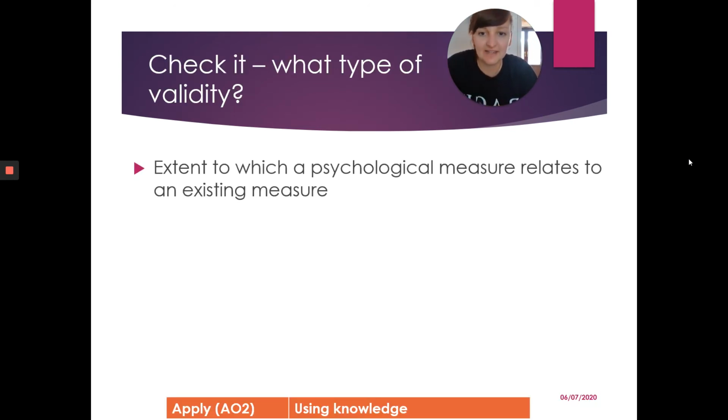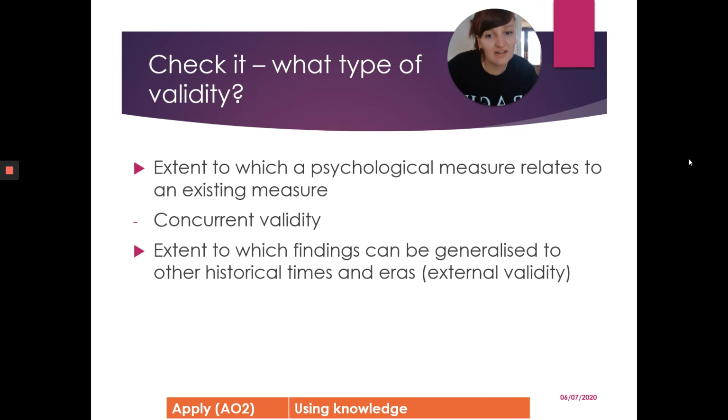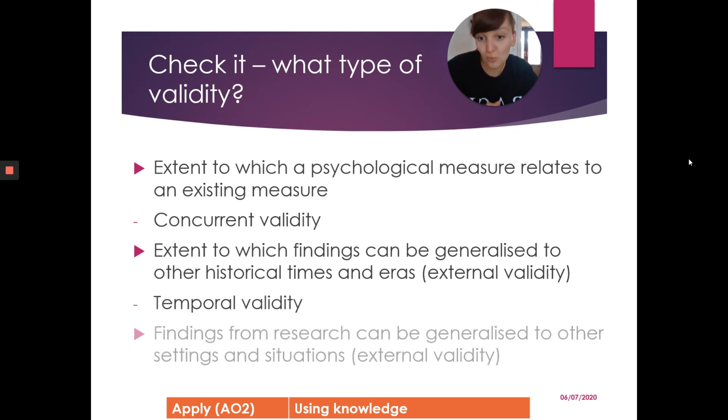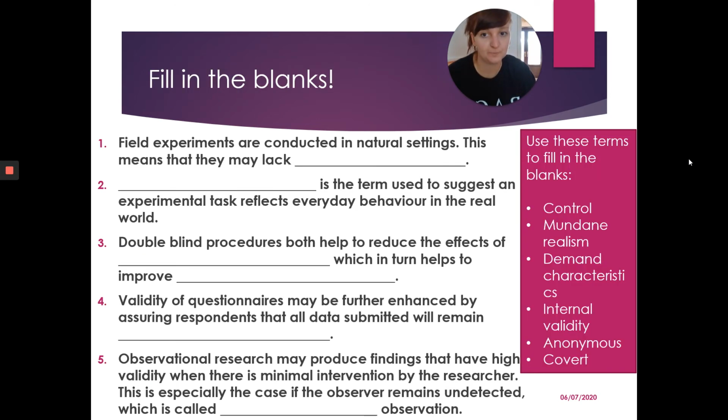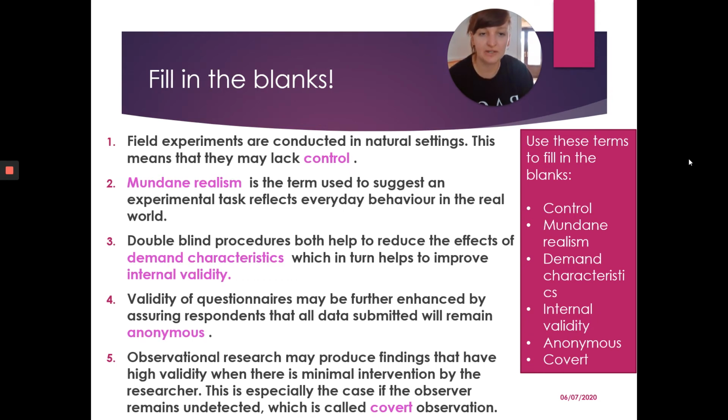So what type of validity is this? Extent to which a psychological measure relates to an existing measure. Of course, that's concurrent. Extent to which findings can be generalised to other historical times and eras. Temporal. And then findings from research can be generalised to other settings and situations. Ecological. Okay, fill in the blanks then. Use these terms in the pink box to just refresh your memory. 5 minutes. Then double check your answers.